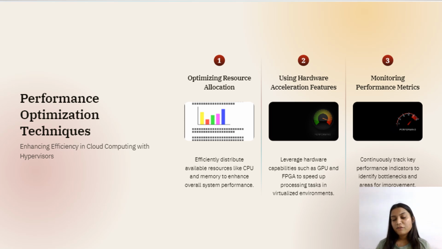Third, we can say monitoring performance metrics. There are some metrics, like one of them is monitoring, which continuously tracks key performance indicators to identify bottlenecks and areas for improvement.